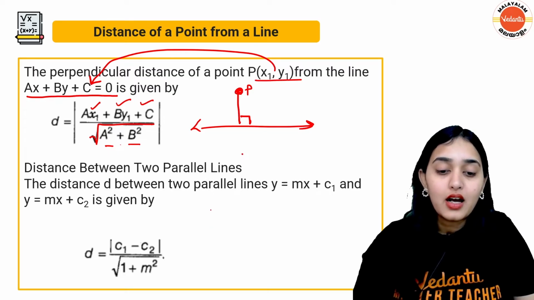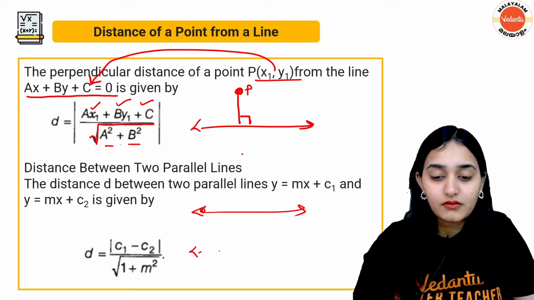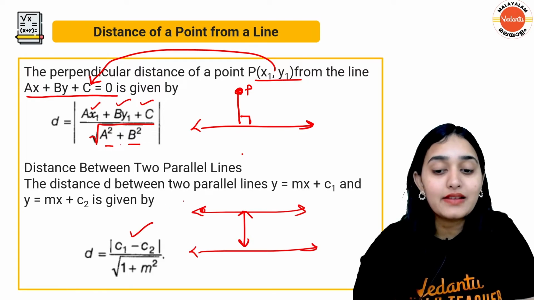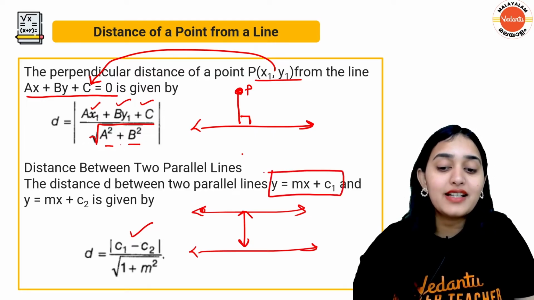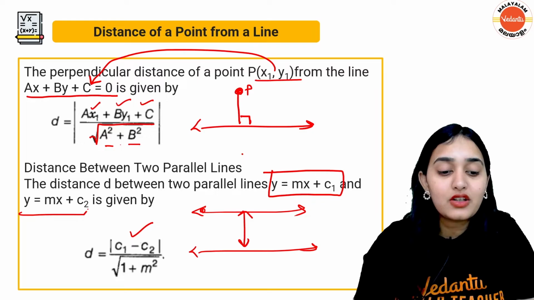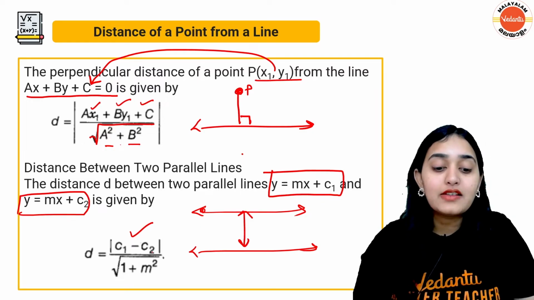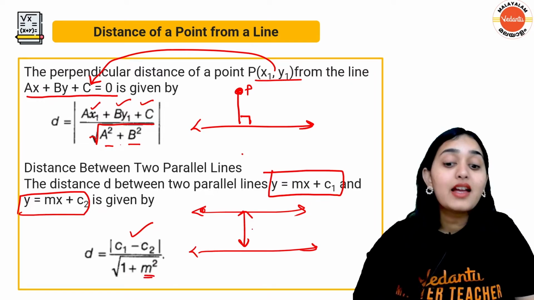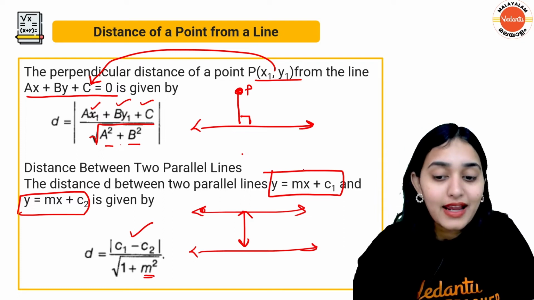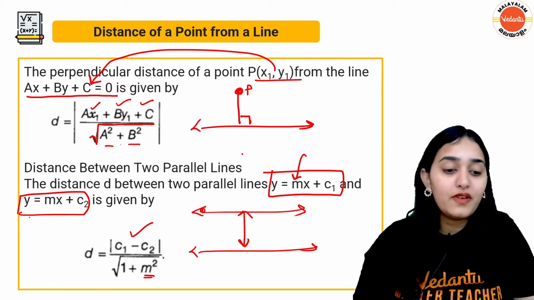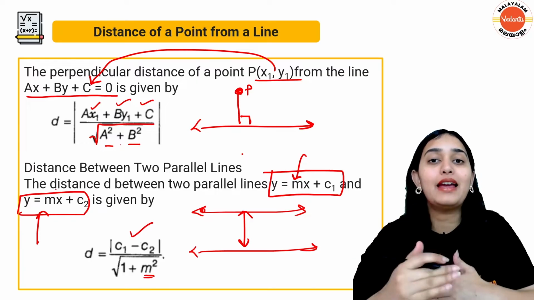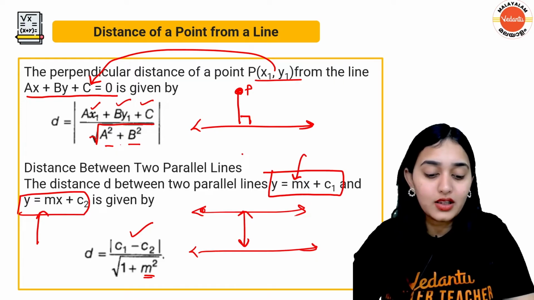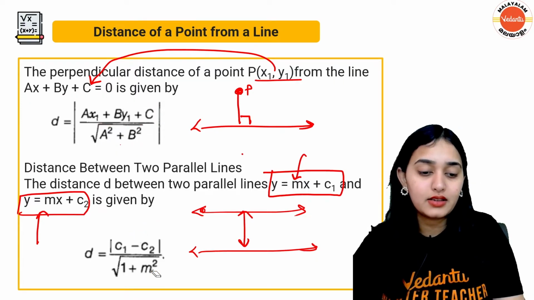Now if there are 2 parallel lines, what will be the distance between them? Simply the mod value of C1 minus C2. Now what is C1, C2? The equation of the first line is y is equal to mx plus C1. The equation of the second line is y is equal to mx plus C2. Now, mod of C1 minus C2 upon root over 1 plus m square. Why m square? They are parallel lines, so the slope will be the same. Here also the slope will be m, here also the slope will be m. So for parallel lines the slope is the same. Therefore, C1 minus C2 upon root over 1 plus m square. Remember all the formulas, everything is important.